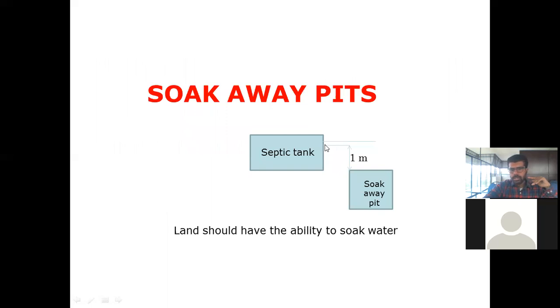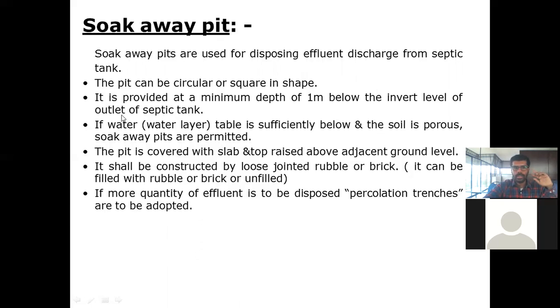Imagine this is the outlet pipe, this is the invert level. So you should have a minimum of 1 meter difference between the outlet of the septic tank to the soakaway pit top. That's what it means. It is provided at a minimum depth of 1 meter below the invert level of the outlet of the septic tank. If you are digging the earth and you see water after 3 meters, that is the water table.